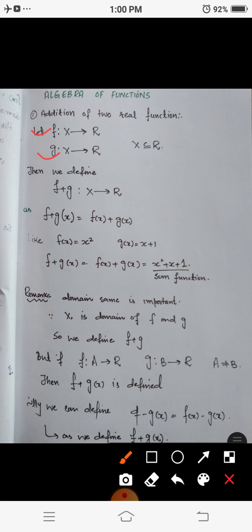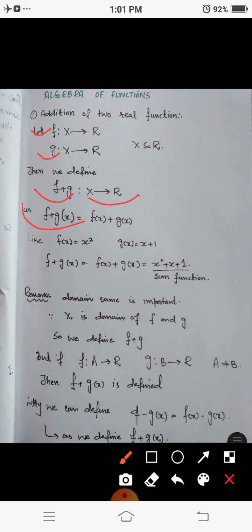Then we can define their sum function, and the sum function is again a function, denoted by f plus g, from the same domain, that is from X to R, defined by (f plus g)(x) equals f(x) plus g(x). So if we add two functions, the resultant is again a function whose domain is the same as that of the individual functions.